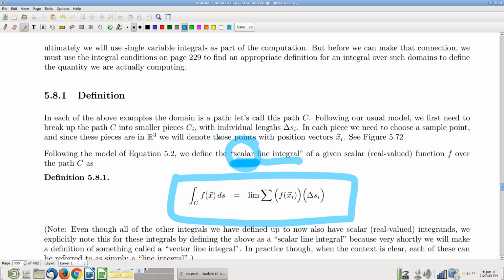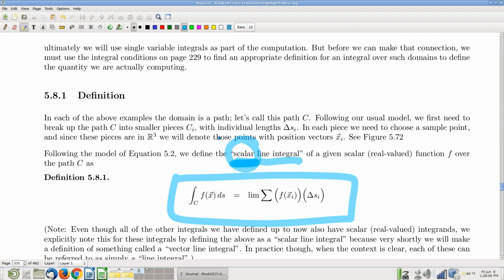Very interesting conversation ensues, and there will be a related notion called a vector line integral. We're inclined to simply say line integral. More often than not, what we'll be referring to is the scalar line integral, but both are important. Neither one is rare. And it is true that the context should always make it clear.